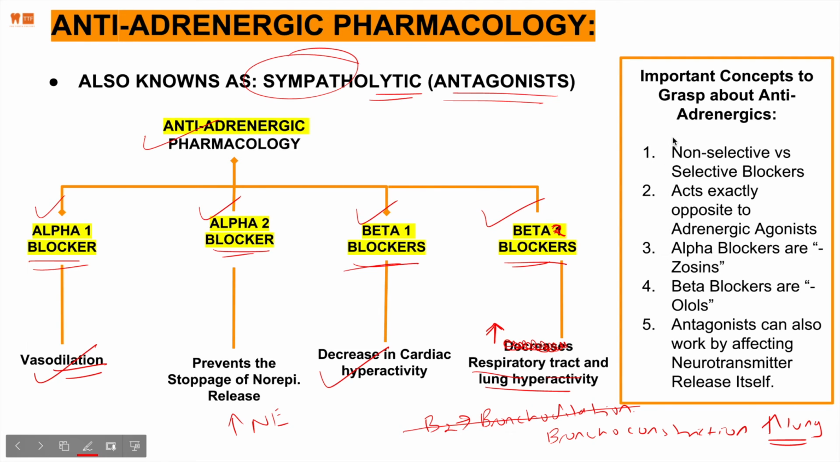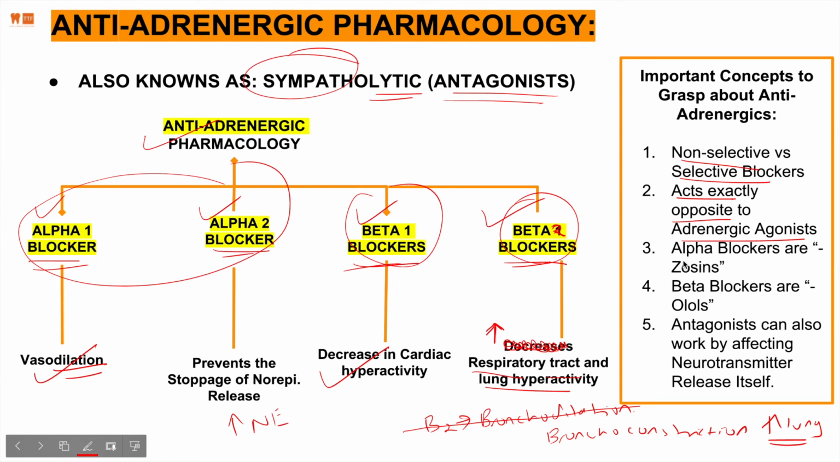Now, important concepts to grasp about anti-adrenergic drugs. These are just a little rule of thumb. There are non-selective and selective blockers. What that means is they could be non-selective alpha-1, alpha-2 blockers, or non-selective alpha-1 and beta-1 blockers, or there could be non-selective blockers, basically just a class of blockers, or selective, where I'm only going to block beta-1, or I'm only going to block beta-2, things like that, okay? It acts exactly opposite to adrenergic agonists.